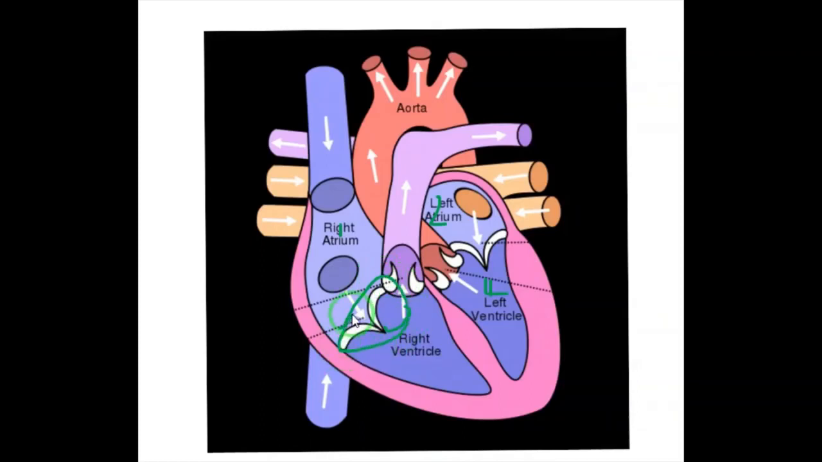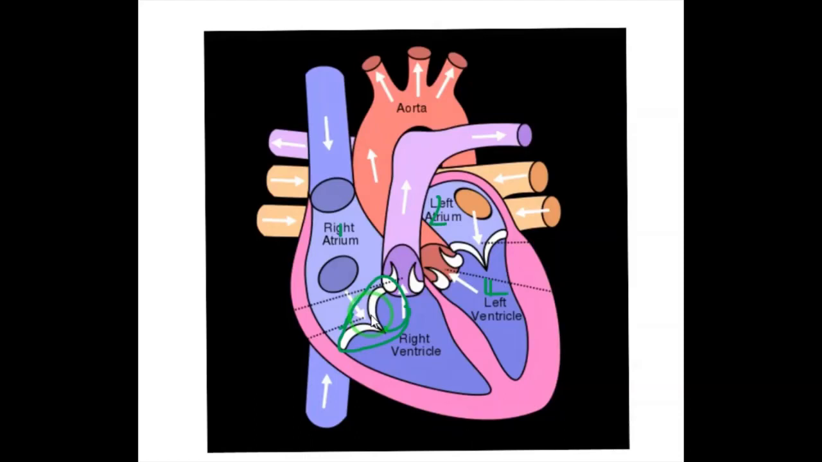So this tricuspid valve, where is it located? It is located between the right auricle and right ventricle. Clear children? This is the right auricle. This is the right ventricle. So between these two, this tricuspid valve is located.